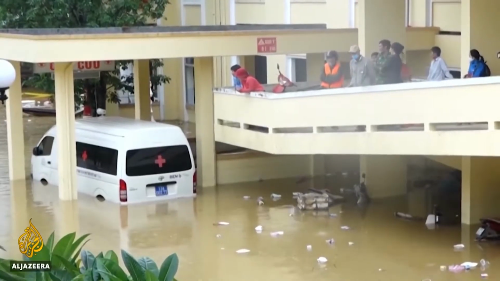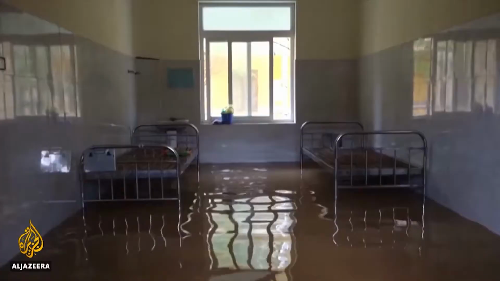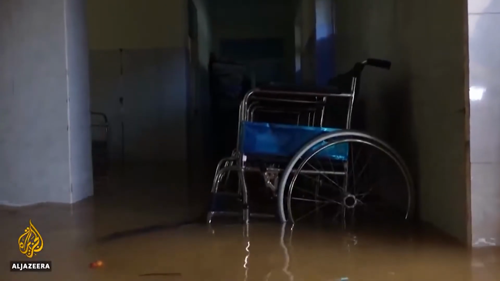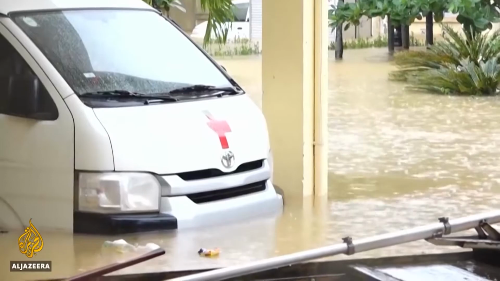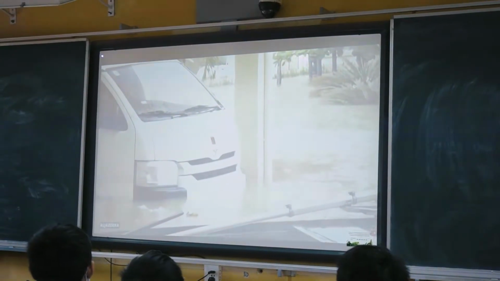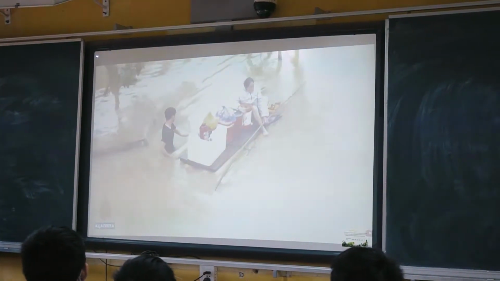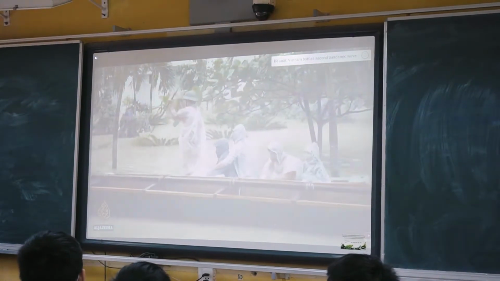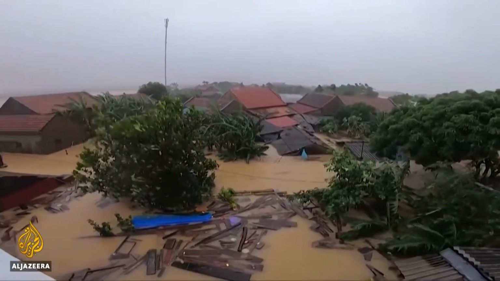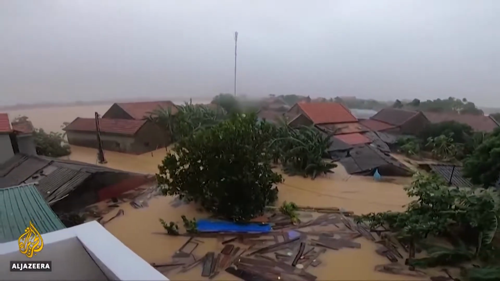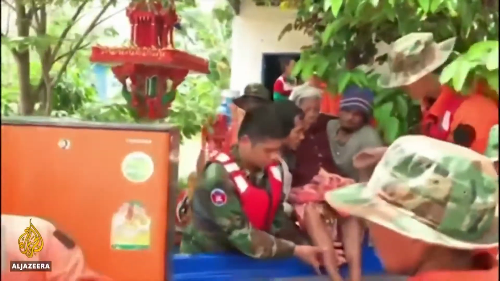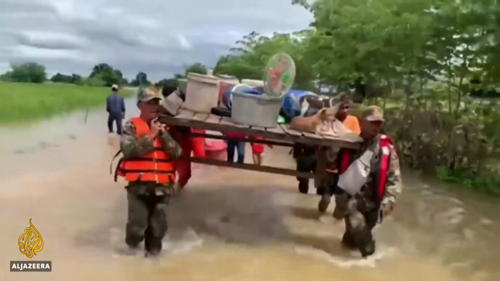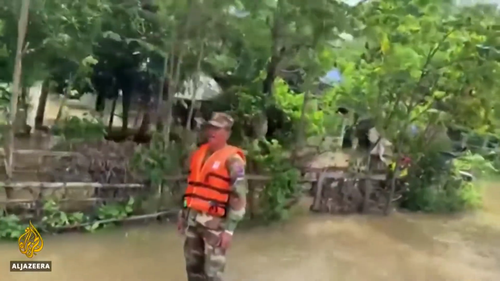Outside this hospital, staff and patients wait for help. Everything inside is flooded. And the government warns things could get worse as Tropical Storm Saudel approaches. With all their possessions gone, many have also lost their source of income. An estimated 700,000 livestock have been killed or swept away in the heavy rain. It's a similar story in neighboring Cambodia, where dozens of people have been killed and entire villages evacuated.